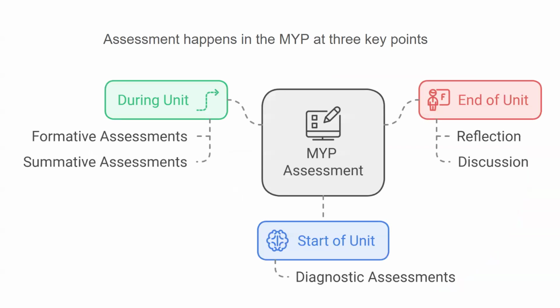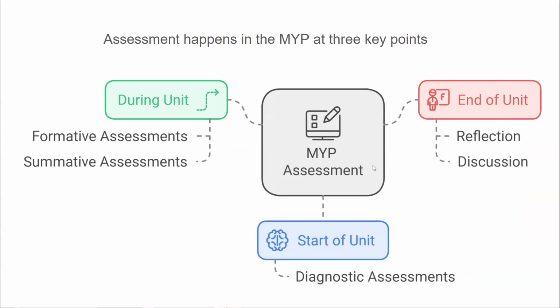Now, when does assessment happen? So it happens at three main points. At the start of the unit, when you start the unit, you start with a diagnostic assessment, right? Prior knowledge. How much do the students know about the topic? So that would be at the start of the unit. Then during the unit, you will have some formative assessments, some summative assessments when the unit is taking place, and at the end of the unit.